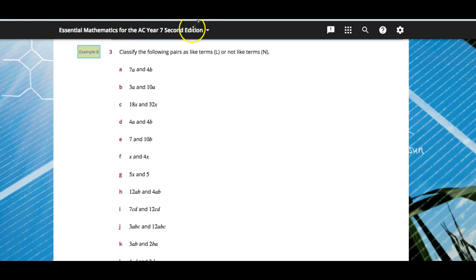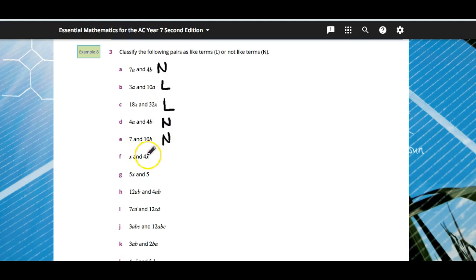All right, so like terms or not like terms. Here we have 7 apples and 4 bananas. Not like terms, different items of fruit, so you can just put an N here. 3 apples and 10 apples, like terms. 18 X-rays and 32 X-rays, like terms. 4 apples and 4 bananas, not like terms. Even though the number part, the coefficient, is the same, the pronumerals aren't. Here we have a constant term. 7 is a constant term. This isn't a constant term, so it's not a like term.